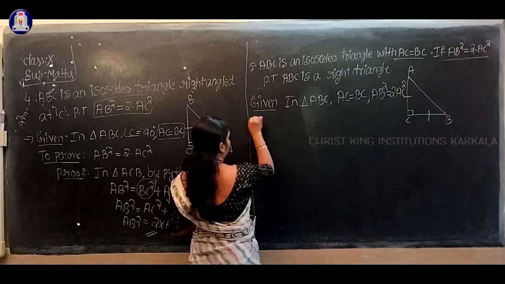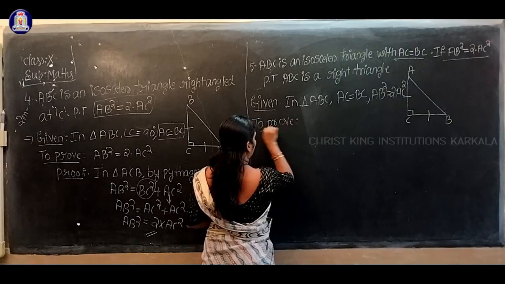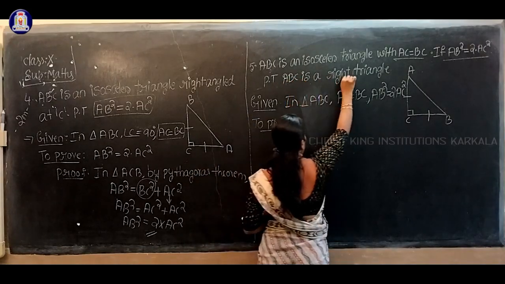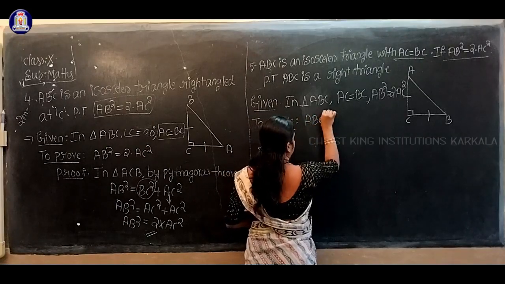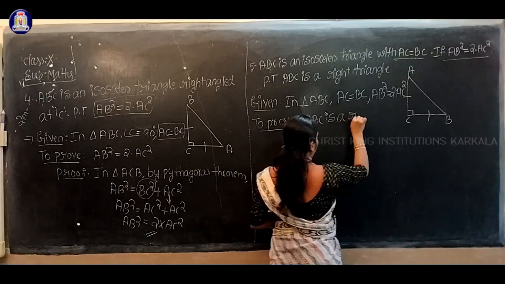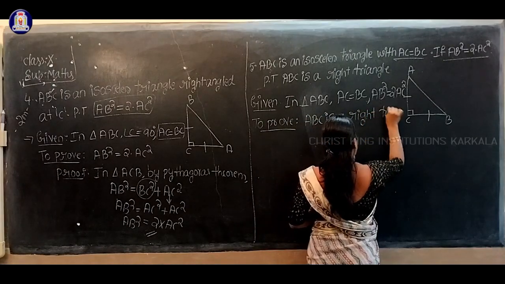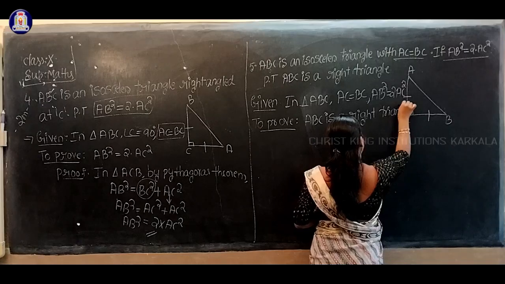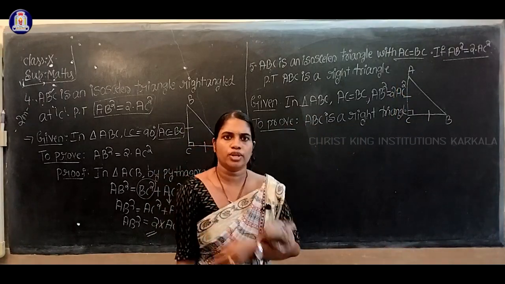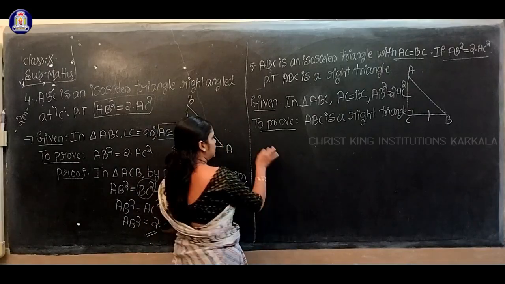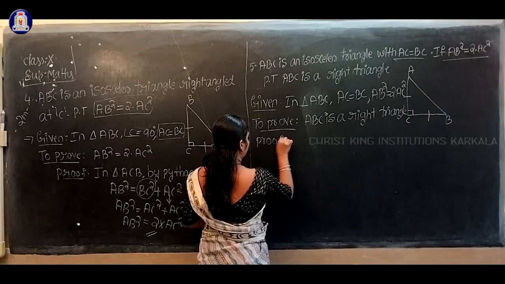Next, to prove. What do we have to prove here? To prove: ABC is a right triangle. This is what we have to prove, isn't it? ABC is a right triangle. This is what we are going to prove. Next, I'll consider the proof part.